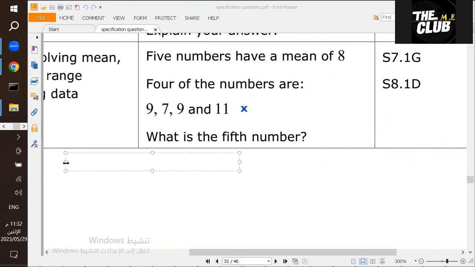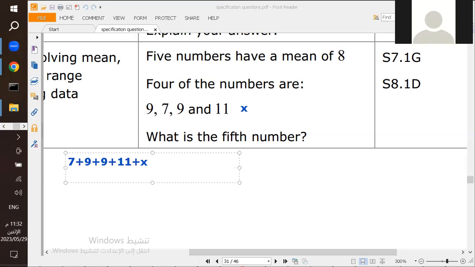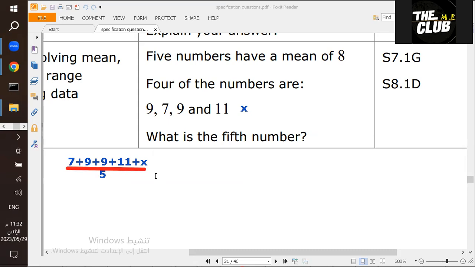What's the meaning of mean? Come on, very fast. The average. Don't sleep. How do we find it? By adding all the numbers and then dividing by the count. How many numbers do you have? 5. So you divide them by 5, and the answer will be 8 because the mean is 8. What do you do next? Faster. You take the 5 to the other side by multiplying. So it's going to be 40, right?